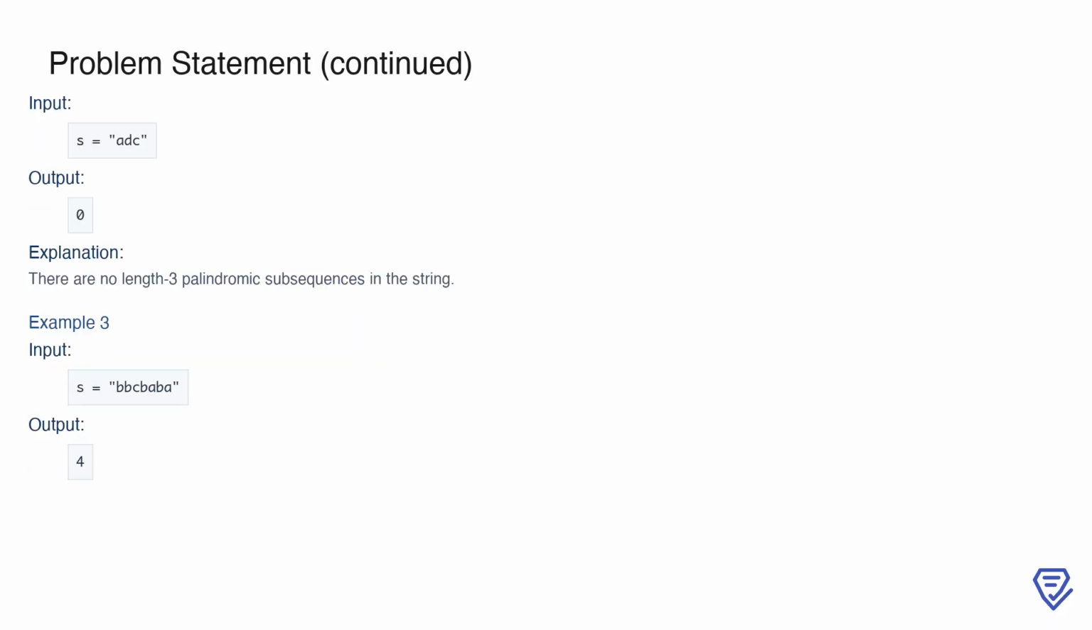In the second example, the input string is S equals ADC. Here, the output is 0 because there are no Length-3 palindromic subsequences. The string doesn't have any repeated characters or a structure that would allow for a sequence of 3 characters to form a palindrome. This demonstrates that not all strings will contain valid subsequences, and the result can be 0.